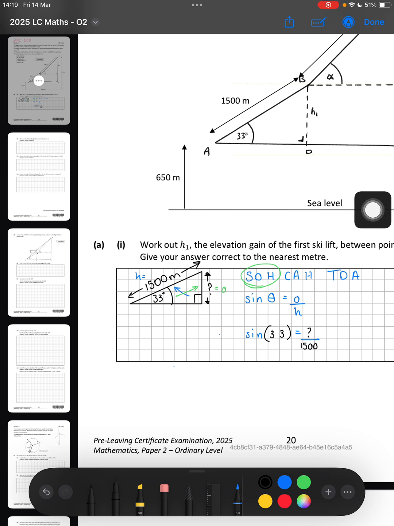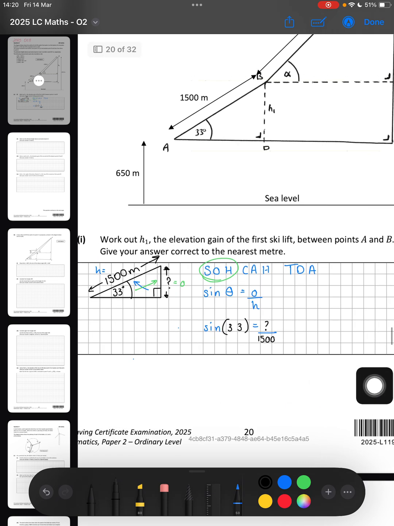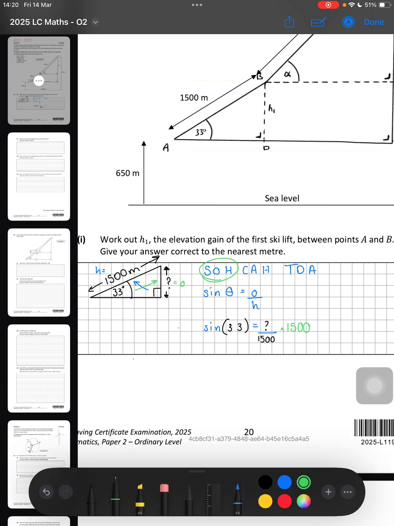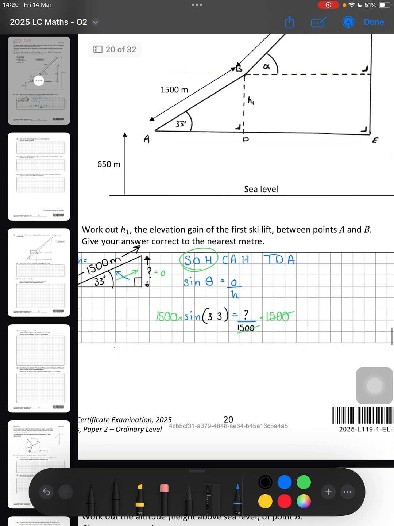So this is what we have. I need to rearrange this to figure out what the question mark is. I could have filled in that question mark as height or as X or anything like that. I just left it as question mark because that's what I have in my diagram. I need to get the question mark on a side by itself, which means I need to get rid of the 1,500 that is dividing it. How do I get rid of something if it's dividing? I multiply, that's the inverse operation of dividing. So I need to multiply the other side as well. That way these ones will cancel, and I'll have the question mark on a side by itself.